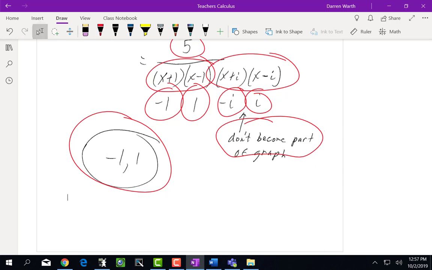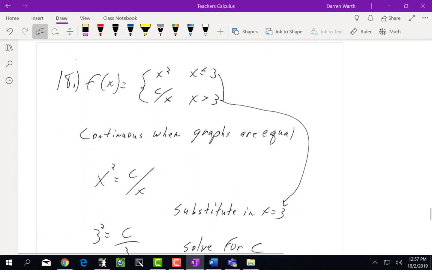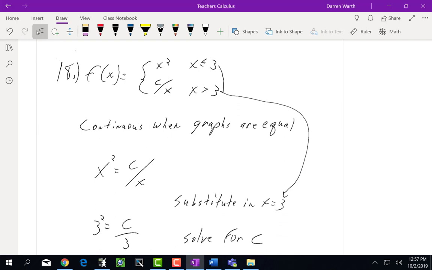On number 18, it says I've got f of x equals x squared if x is less than or equal to 3, and c over x if x is greater than 3. And the directions say determine the value of c so that f of x is continuous on the entire real line. So notice, to make this continuous, that means that this equation and this equation have to equal each other. So that's my first step.